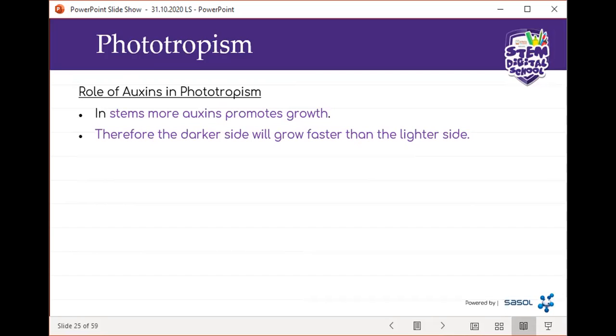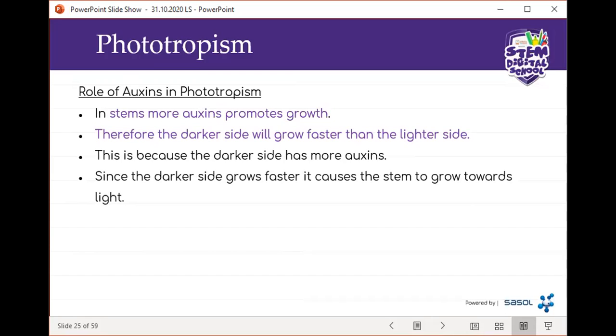So when we speak of the darker side and the lighter side, the darker side is the side which is not exposed to too much light. Then the lighter side is the side which is exposed to the light. This is because the darker side has more auxins. Remember, auxins are destroyed by light. They will try to move to a side of the plant which is shaded.